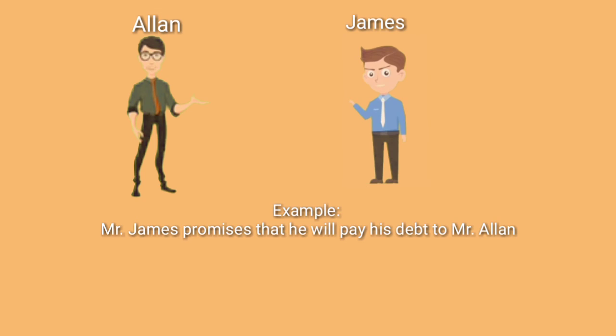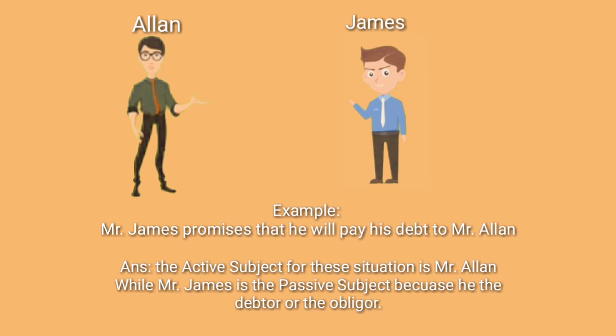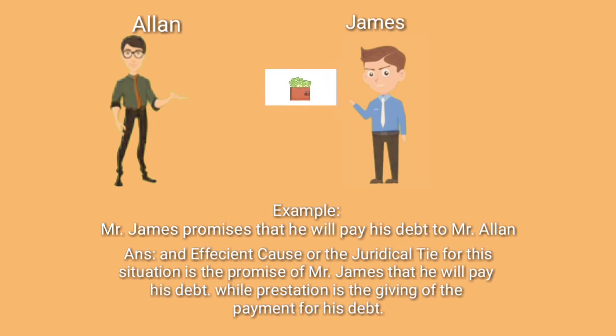Example. Mr. James promises that he will pay his debt to Mr. Allen. Answers. The active subject for this situation is Mr. Allen, while Mr. James is the passive subject for the reason that he is the debtor or the obliger. The efficient cause or the juridical tie for this situation is the promise of Mr. James that he will pay his debt, while the prestation is the giving of the payment for his debt.